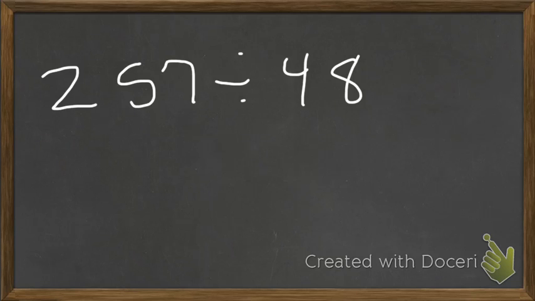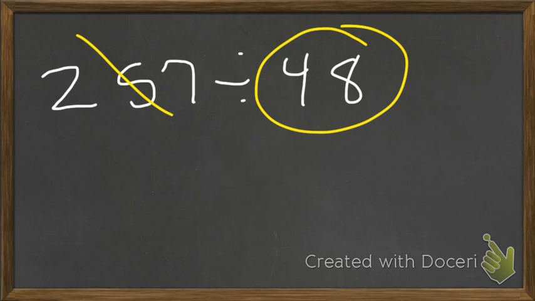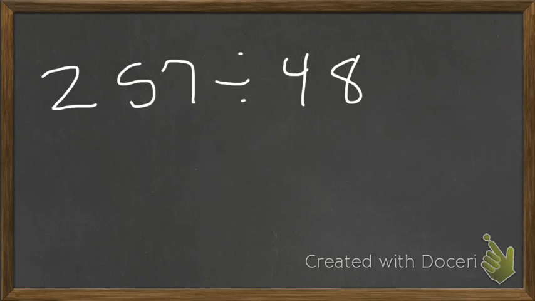First thing we want to do is look at the second number. We don't want to pay any attention to the other number. We want to just look at the 48. And at 48 we can either move it up to a 50 or bring it down to a 40. Since 48 is closer to 50, we'll go ahead and move it there. But that's not always going to be the case, and I'll explain a little bit later.